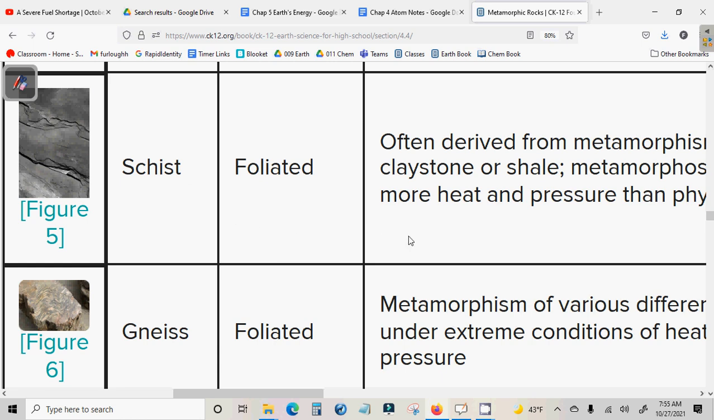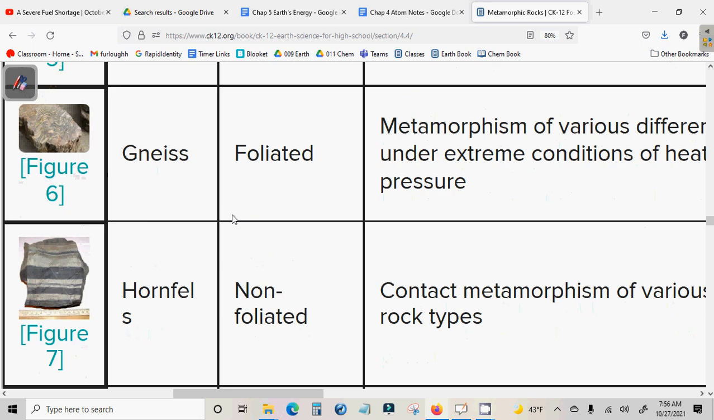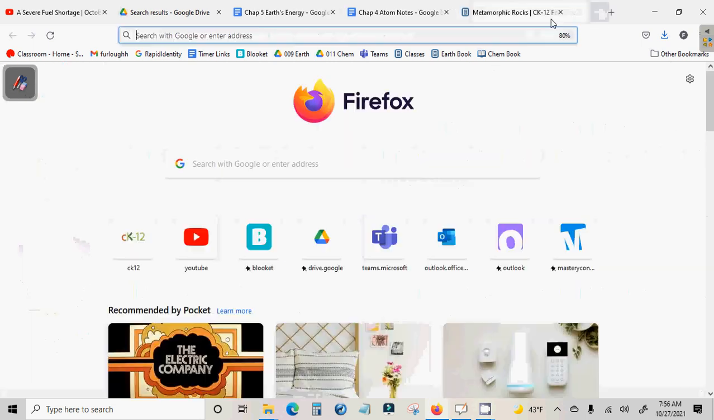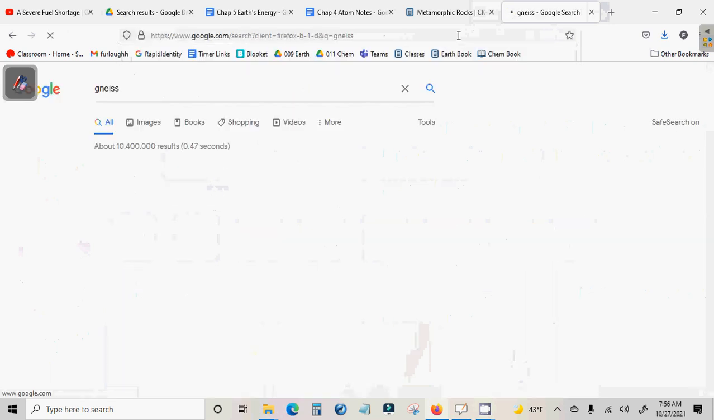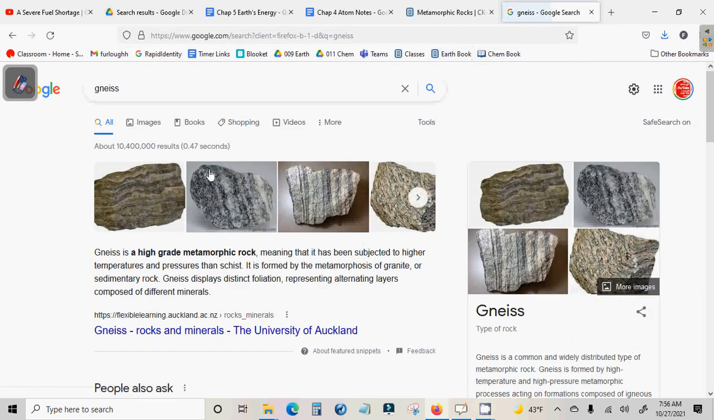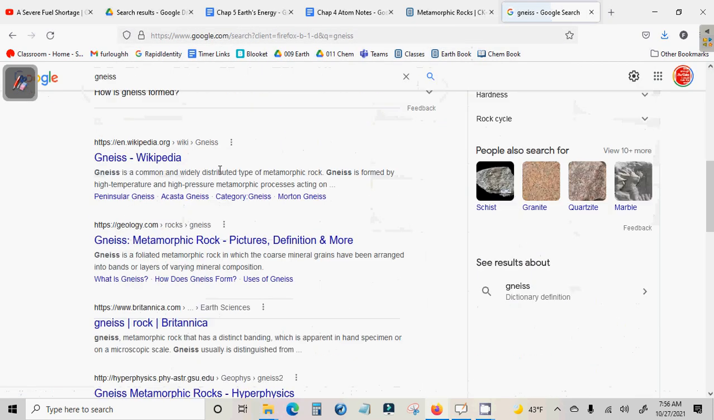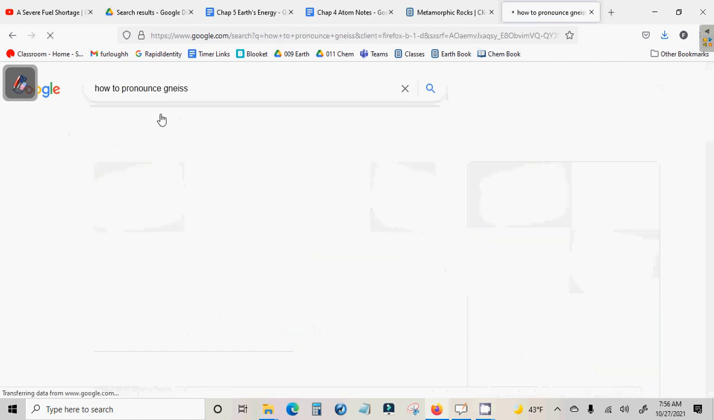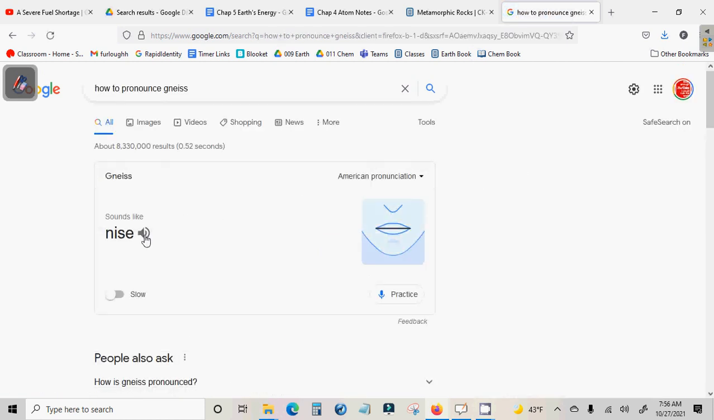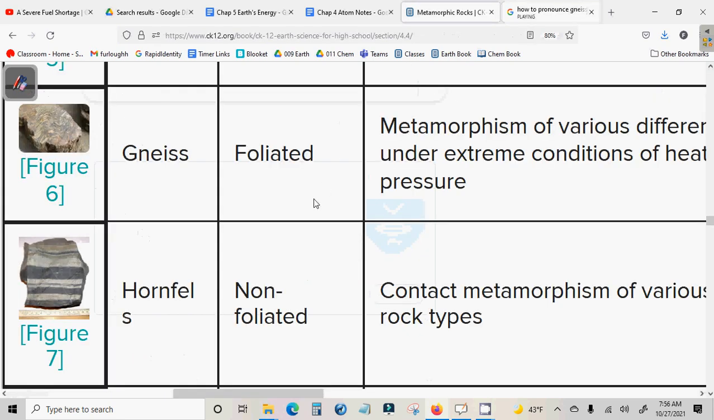And then we have schist. Be careful how you pronounce that. We have gneiss. I believe I'm pronouncing that right. Yes, so it's pronounced nice, according to the internet.